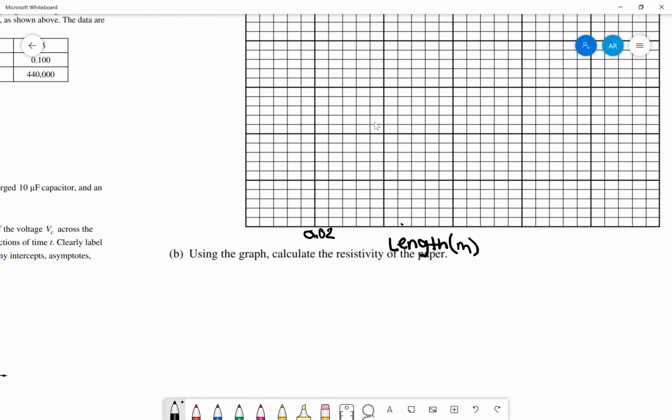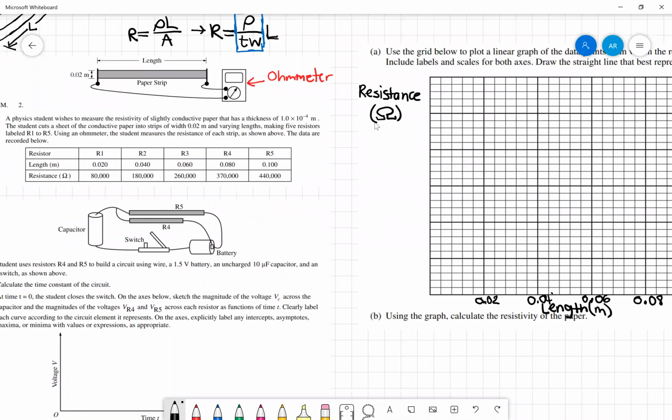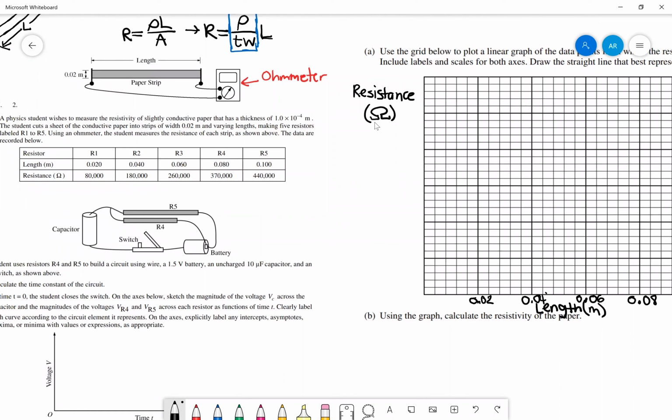Oh, zooming in. Sorry about that. 0.02, 0.04 will be this line, 0.06, 0.08, and 0.1. You can also add like 0.12 if you want. That will be our scale. So these are in meters. So that will be our X scale. That's what we're going to decide our X scale is going to be. This will be zero, our origin.